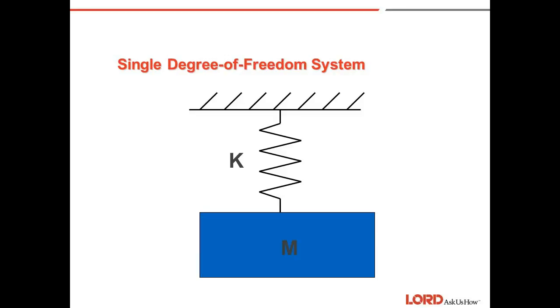The spring is characterized by spring rate or stiffness K, usually given in pounds per inch or Newton per millimeter. It is also called a single degree of freedom system because the motion can occur in only one direction. In our example, this would be vertical.